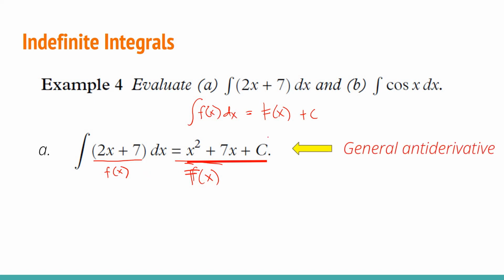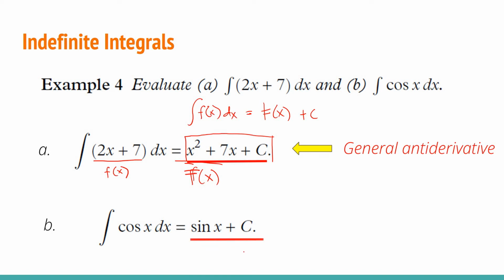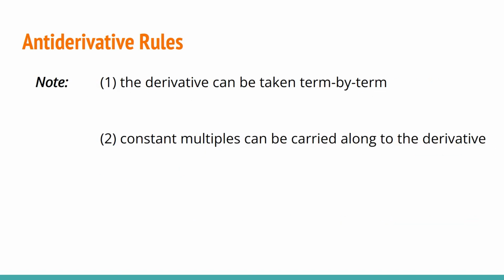So this is its general antiderivative. Next, for the cosine x, the integral of cosine x dx equals sine x plus c. So sine x plus c is its most general antiderivative.